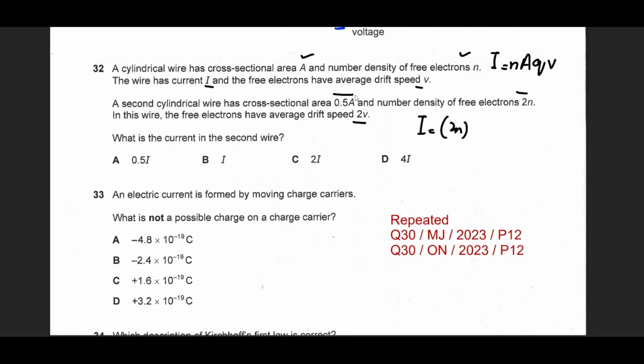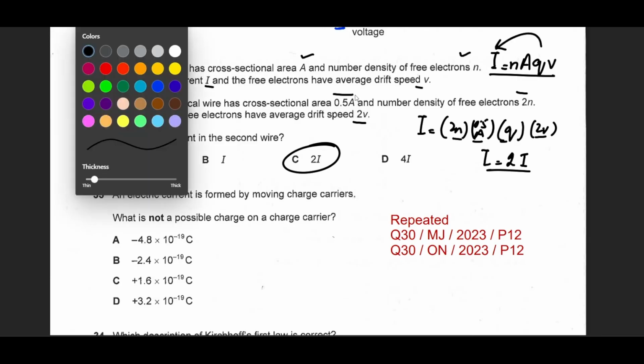So 2n, cross-sectional area is the same, right? No, that is 0.5. Cross-sectional area is 0.5a multiplied by the charge q multiplied by velocity, which is 2v. So when you're done with multiplying all of these things together, this comes out as 2 times the current I. So this will be 2I. And where do we get I? We're going to combine NAQV in replacement of simple I.